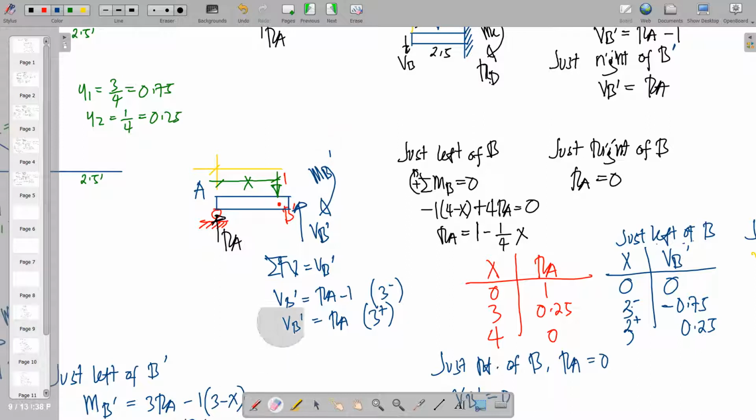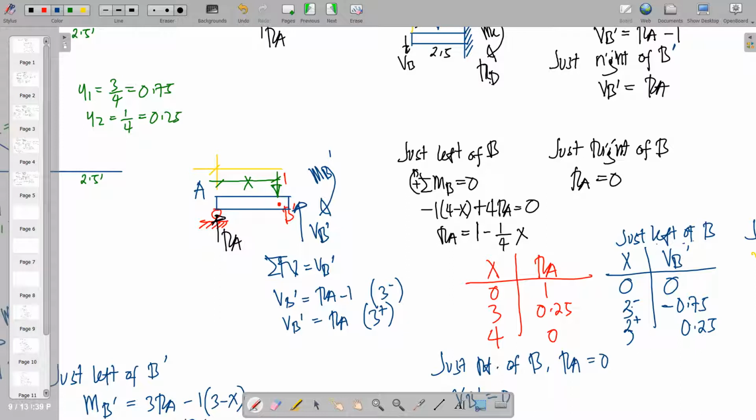So by employing the rule that summation of forces vertical is equal to V prime, okay? So when we have a distance that is just left of B prime, we will include 1 here, okay? So 1 is still on the beam, just left of B prime. So therefore, RA is going upwards, that is positive. We deduct the unit load 1.